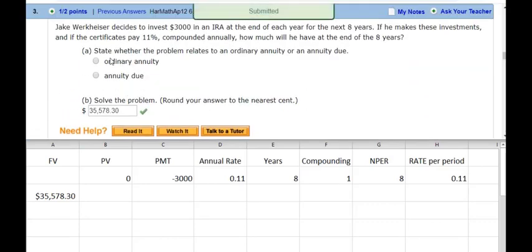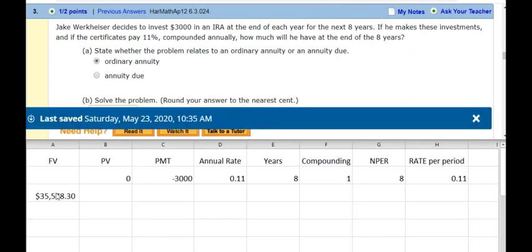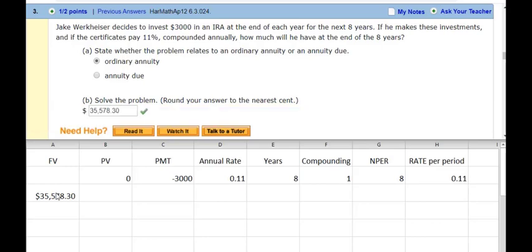Okay, now state whether that's an ordinary annuity or an annuity due. For our purposes in this course, it's always an ordinary annuity. That means that our payments are coming in at the end of the period. It means that we use the Excel default 0 for the type. Everything we do in this course is always an ordinary annuity. Your finance teacher will tell you about annuities due.